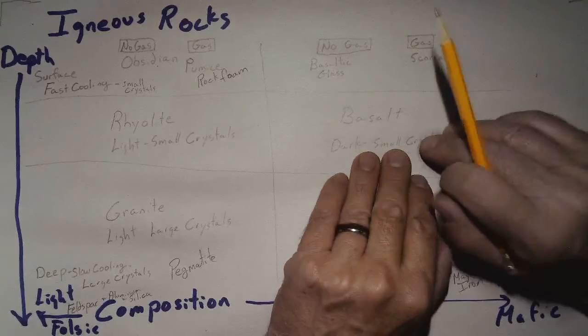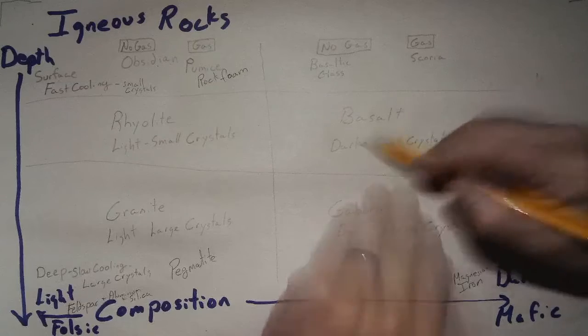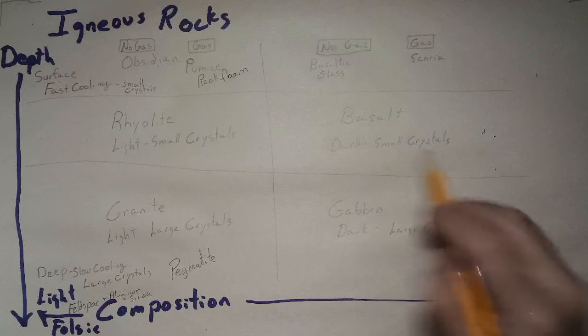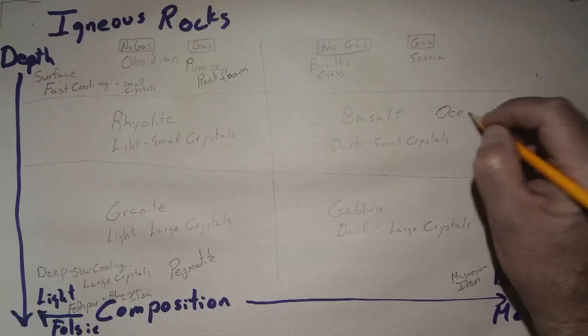If it cools a little bit deeper but still quite fast, you'll have basalt, and that's dark with small crystals. And basalt forms the ocean floor.